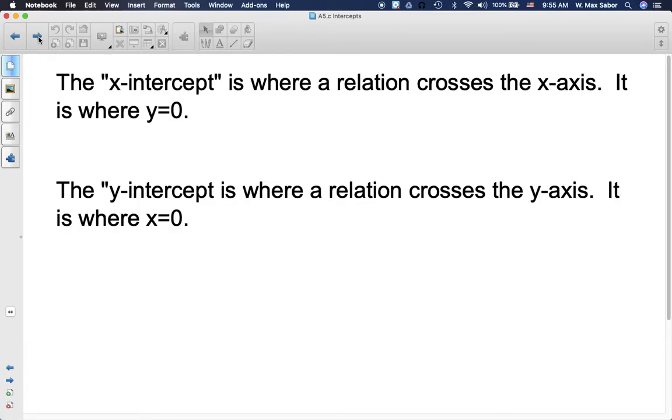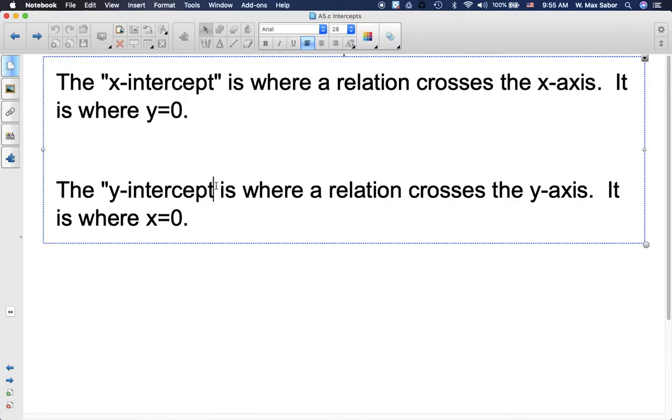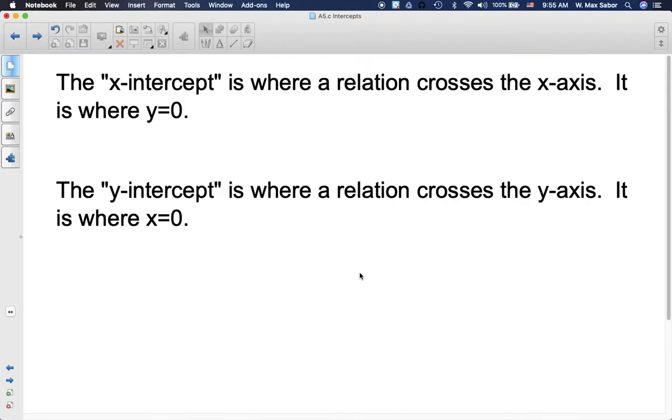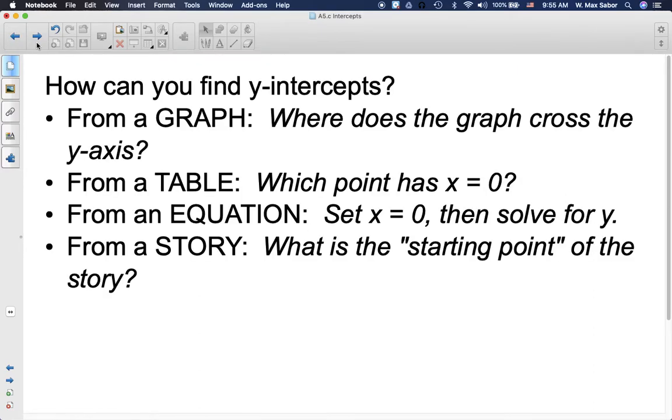Intercepts. So, what is an intercept? The x-intercept is where a relation crosses the x-axis. It's where y equals 0. The y-intercept is where a relation crosses the y-axis. It's where x equals 0. So, how do we find intercepts?